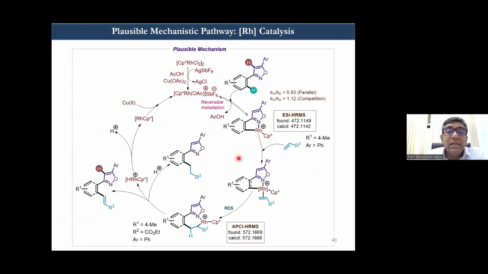With the rhodium catalysis, like I said, this is now going to be a hard interaction. So you generate this particular rhodacycle, carbometallation followed by reductive elimination. Carbometallation followed by beta hydride elimination gives you this olefin, or you can also have a protodemetallation to give you the hydroarylation product, depending on the reaction conditions and the substrates. And the regeneration of the catalyst using copper as the oxidant gives you the active catalyst.